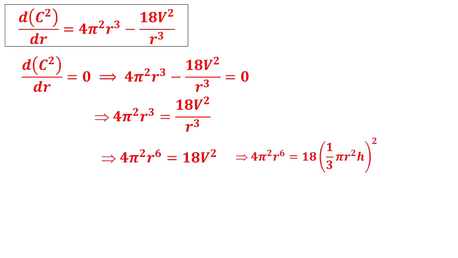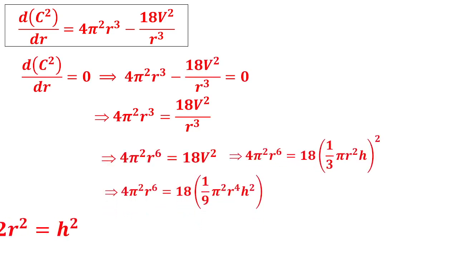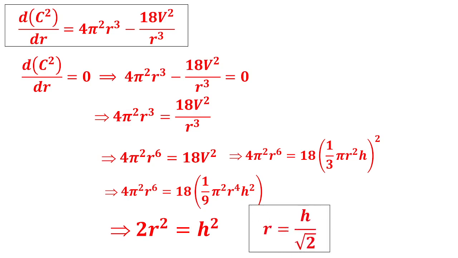I will get the value of R square. That is 2R square is equal to H square, or R is equal to H by root 2. Anyway, this is what we actually wanted. But it is not over now.